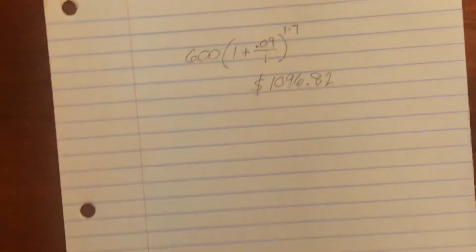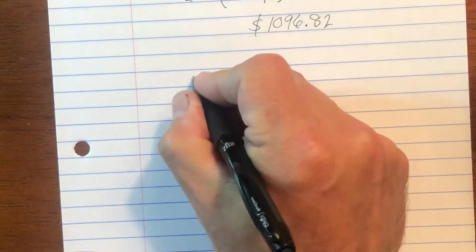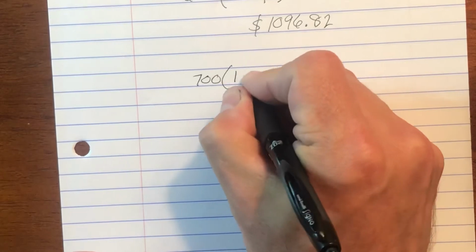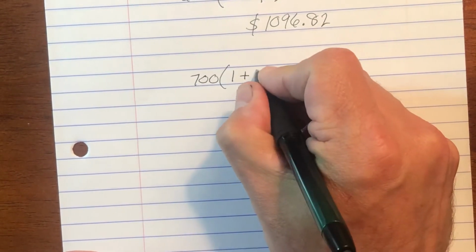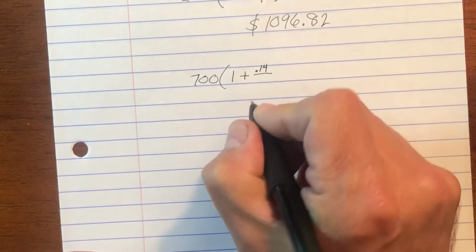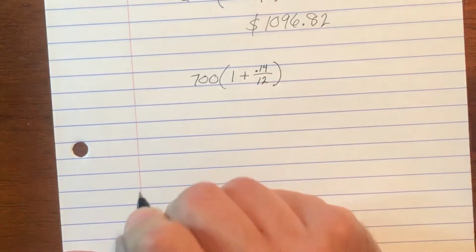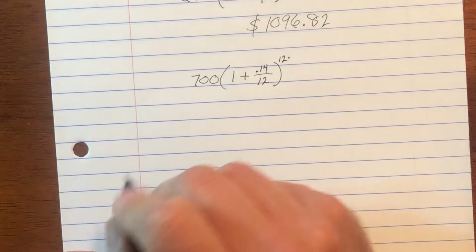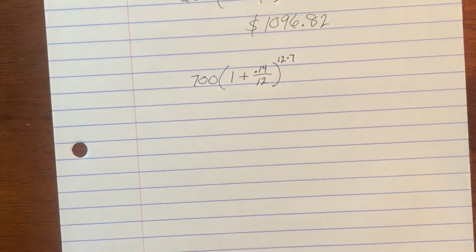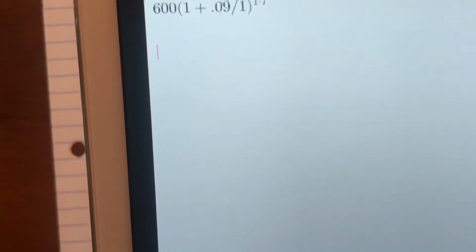So let me write all that down so I know what to type into the calculator again. Let's see here. We've got $700, 1 plus, the interest rate in this case is 0.14. I'm going to divide that by the number of compounding units, which we just said was 12. Now the number of compounding units also goes up here, times the number of years, which in this case is 7. So very similar to the previous problem. I'm going to type that in, see what we get.